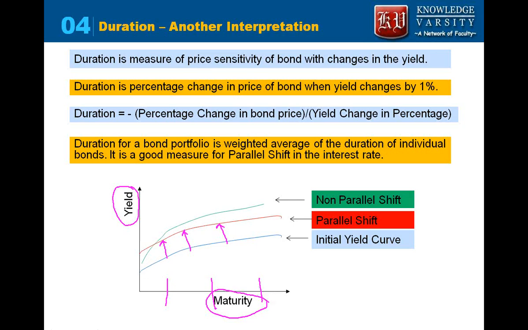So this is the initial yield curve, and what can happen is there can be an increase in the yield across all the maturities.